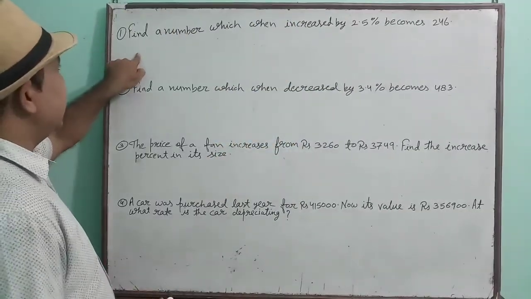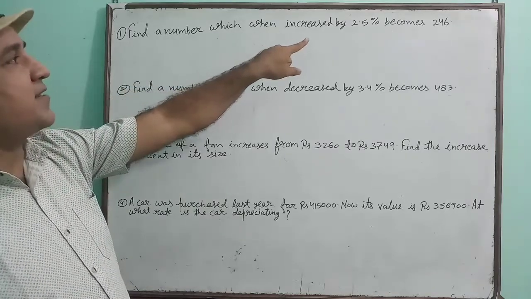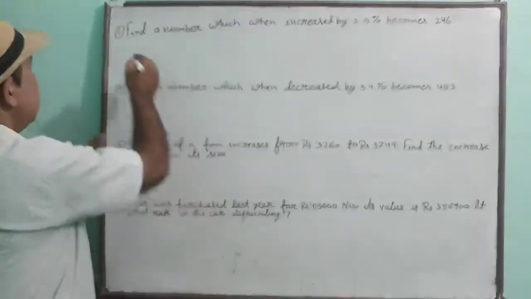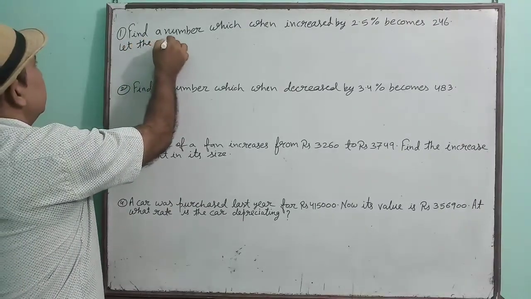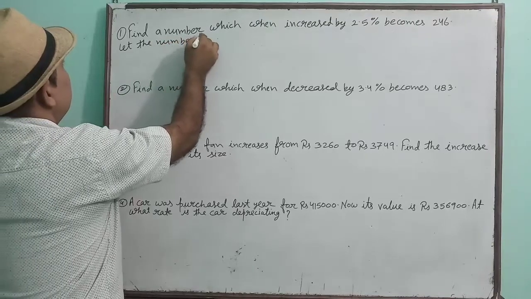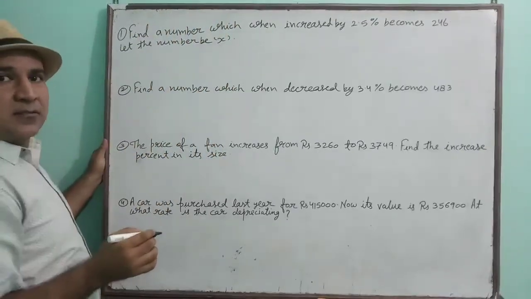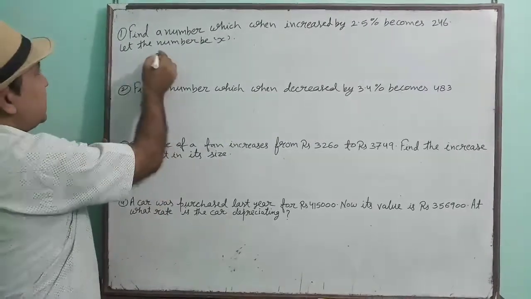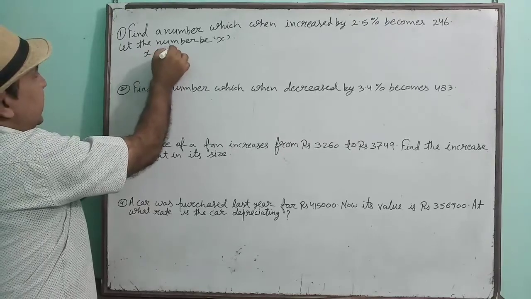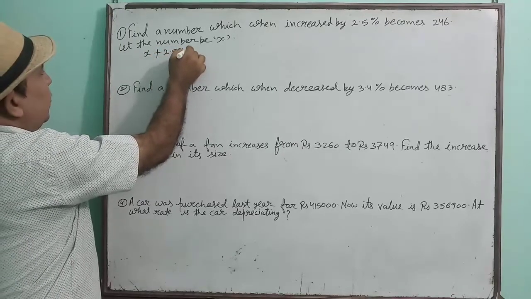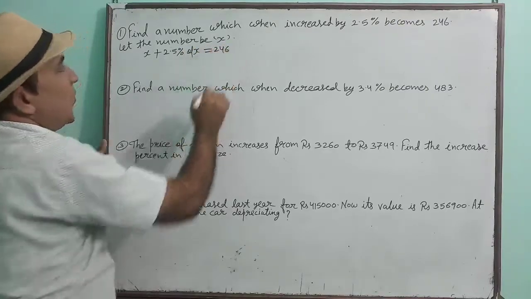The first question is, find a number which when increased by 2.5% becomes 246. See children how to solve. Let the number be x. Suppose the number is x. The question is saying if a number is increased by 2.5%, then it becomes 246.